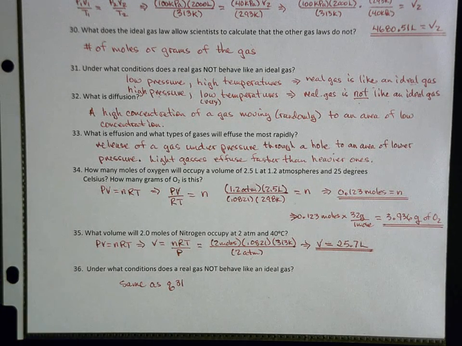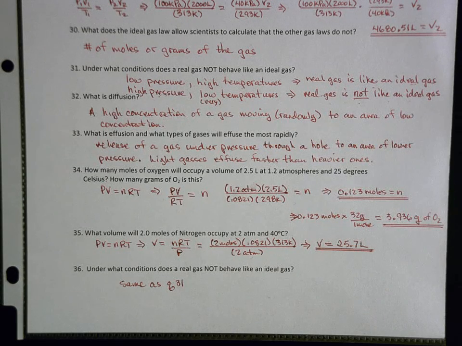Okay, 30. What does the ideal gas law allow us to find that the others do not? Number of moles or grams, because of course we can change moles into grams by taking the moles times the molar mass. Under what conditions does a real gas not behave like an ideal gas? Basically, things that are normal to us, relatively low pressures, relatively high temperatures, in other words, not big time negative. Real gases act like ideal gases.